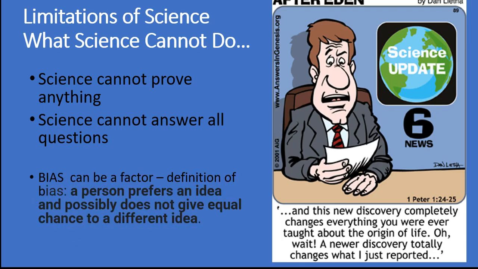All right, bias can be a factor. What it means is a person who prefers an idea and possibly does not give equal chance to a different idea. In other words, if I'm going to do a study on the origins of the world and I'm already a creation scientist believer, in other words, I believe God did it, I'm going to lean toward the data that shows me that. I will say, and when we get to Module 8, we'll talk about all these things, that there's plenty of evidence to show creation, or at least design, right? I believe in creation, of course. I also believe in design because I believe God is a great designer.